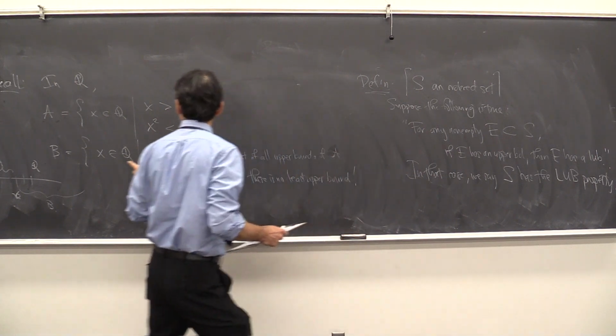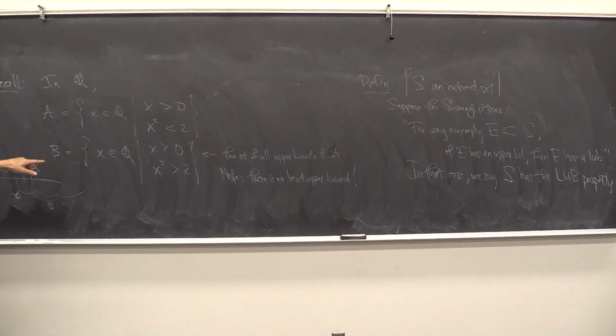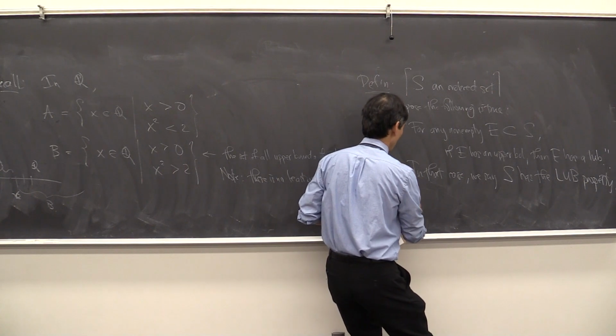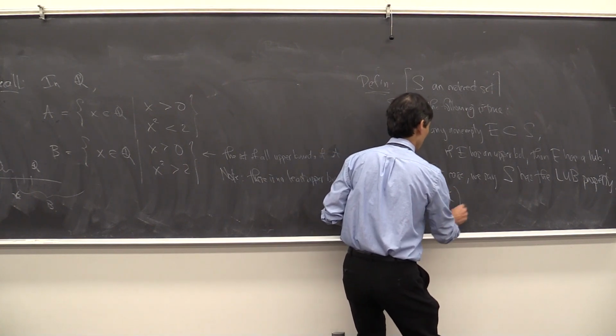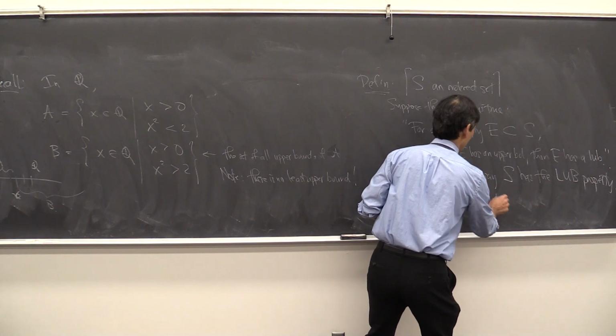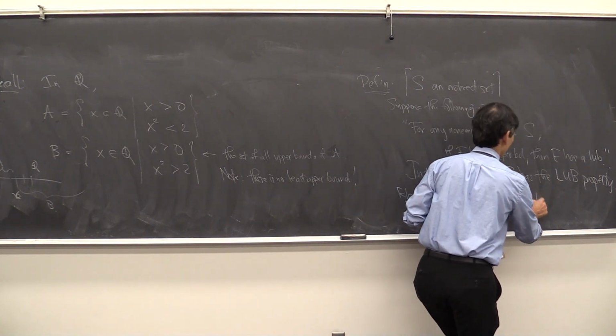So what this example is showing is that Q fails to have that property. Q does not have the least upper bound property. It's an ordered set, but you can have a set that has upper bounds but has no least upper bound. A has upper bounds, but there is no least upper bound of A. That example shows you that Q, with its regular ordering, doesn't have the least upper bound property.